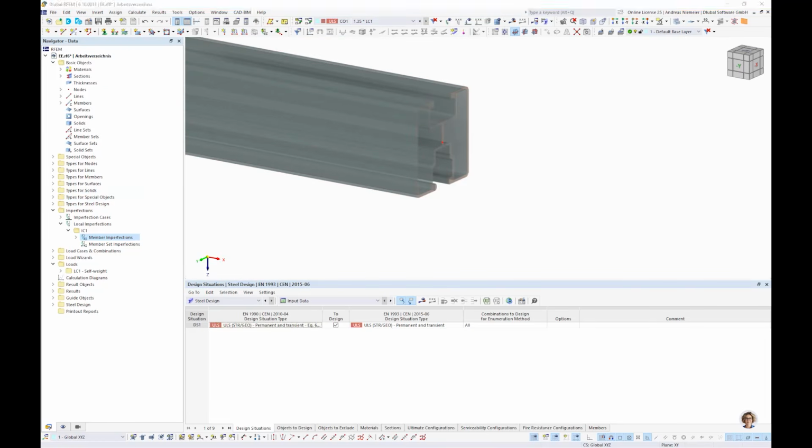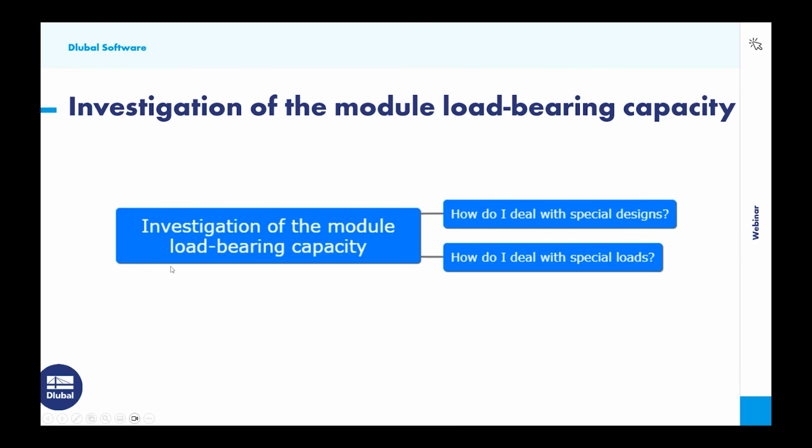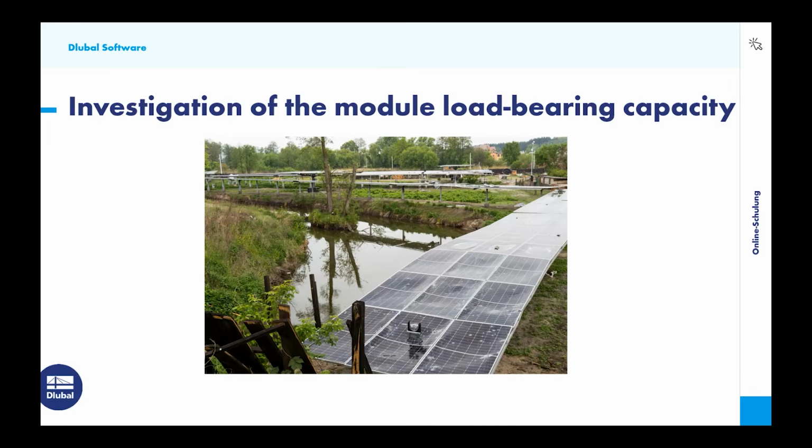So now let's come to the next topic, the investigation of the module load bearing capacity. What does this mean? I speak about the glass panes which hold the layer of photovoltaic systems. What question does it handle? Do you know, if you have special load situations, maybe a snow load accumulation or man loads, whether the glass panels can handle the loads?